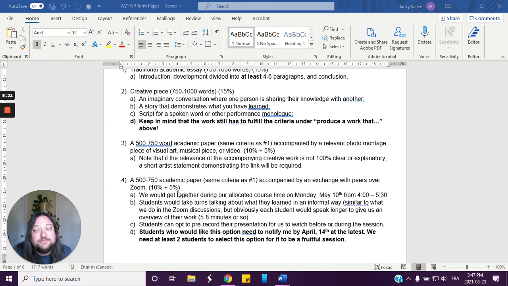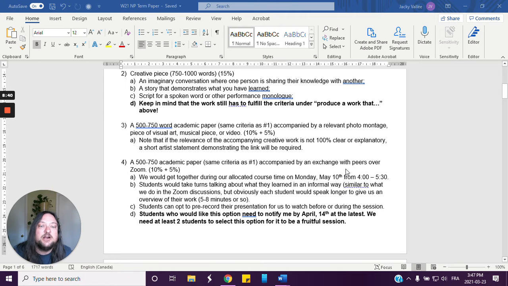And finally, option 4 is similar, where you do a short academic paper. Again, same criteria as number 1, but shorter, accompanied by an exchange with peers over Zoom. Those of you who've come to a few of the Zoom discussions know how chill it is. It would be similar to that. We would do this on Monday, May 10th, 4 to 5:30, which is allocated in our schedule.